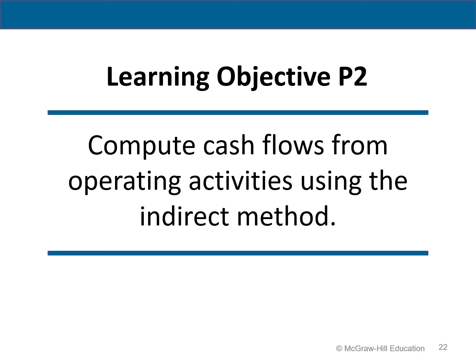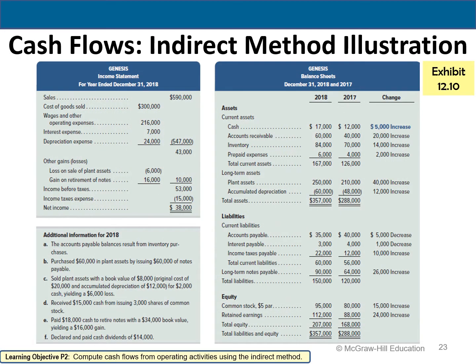All right, compute cash flows from the operating activities using the indirect method. So let's put an example to that and see how it works. What they're asking us to do in these next couple slides is to prepare the indirect method illustration of cash flows. What they've provided us here on this slide is the balance sheet, some additional information, and the income statement. And from these three pieces, they want us to put together the statement of cash flows.